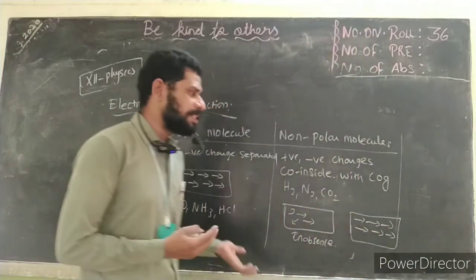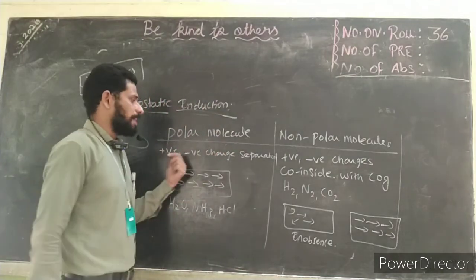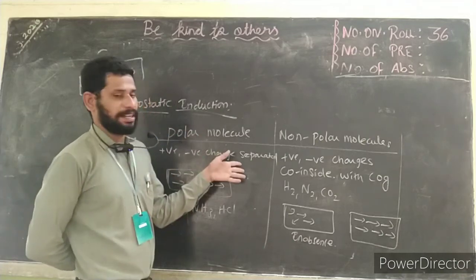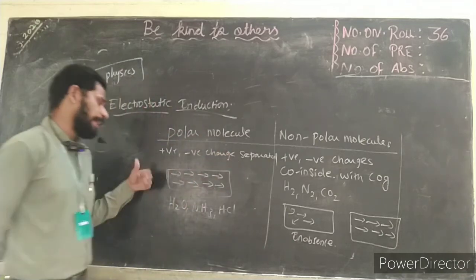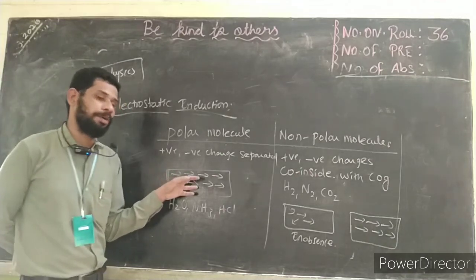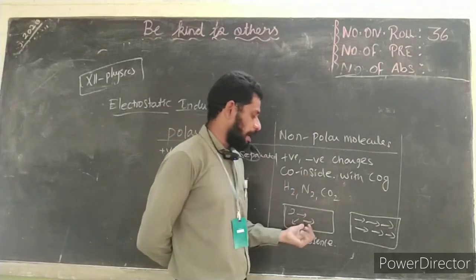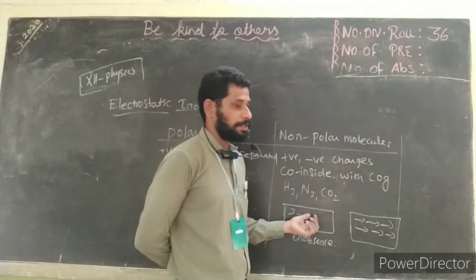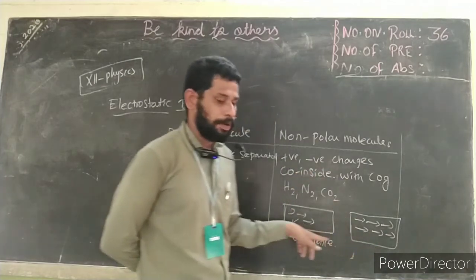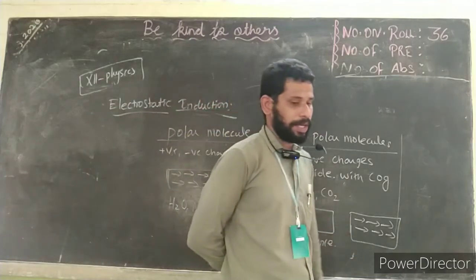So, polar molecules and non-polar molecules. In polar molecules, the positive and negative charges are separated and never coincide with the center of gravity. In the presence or absence of the electric field, they have the permanent dipole and act as a dipole. In the absence of an electric field, non-polar molecules don't have any permanent dipole. In the presence of an electric field, they act as a dipole. That is called the induced dipole moment.